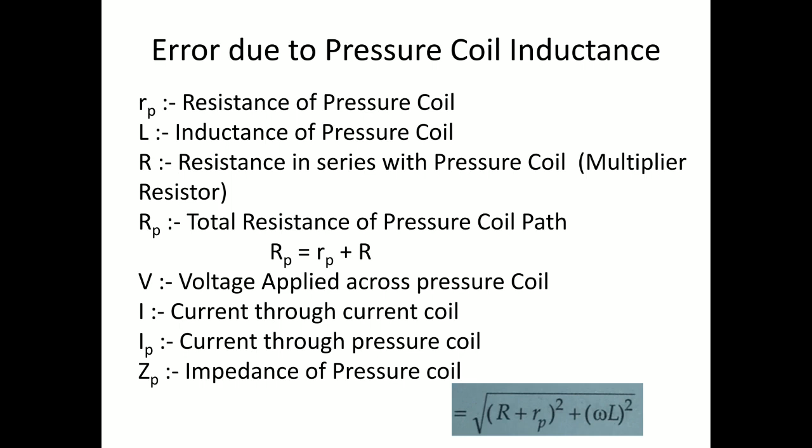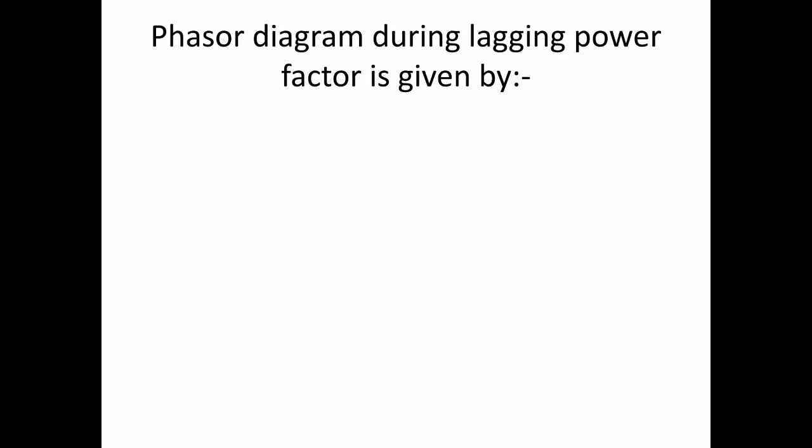So we can write ZP is nothing but the square root of effective resistance square plus effective reactance square. So it is equal to the square root of (capital R plus small rp) whole square plus XL square, but XL is nothing but omega L, so (omega L) square. This formula you should know. Now here we are assuming two cases for analysis purpose. In the first case we assume that the load is of lagging nature, and in the second case we assume that the load is of leading nature.